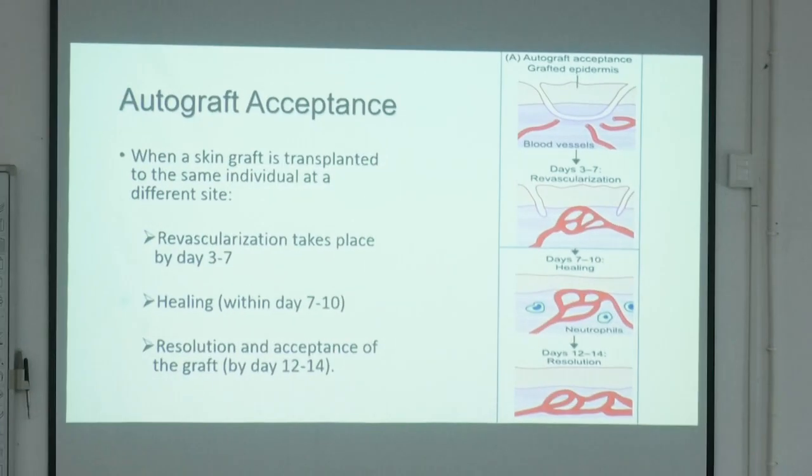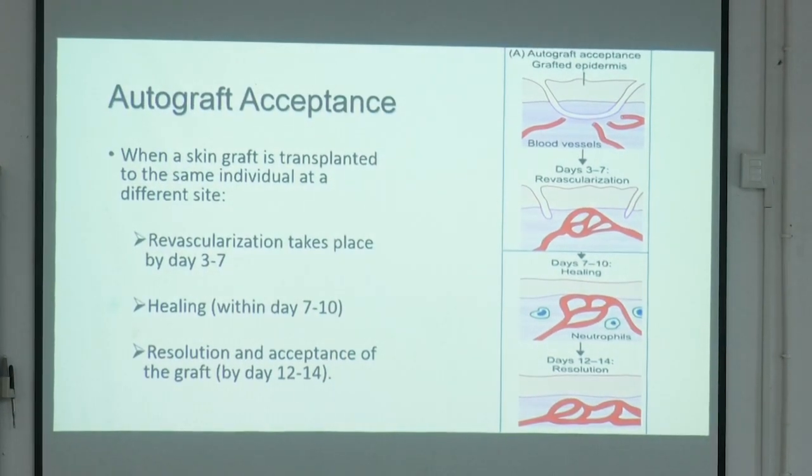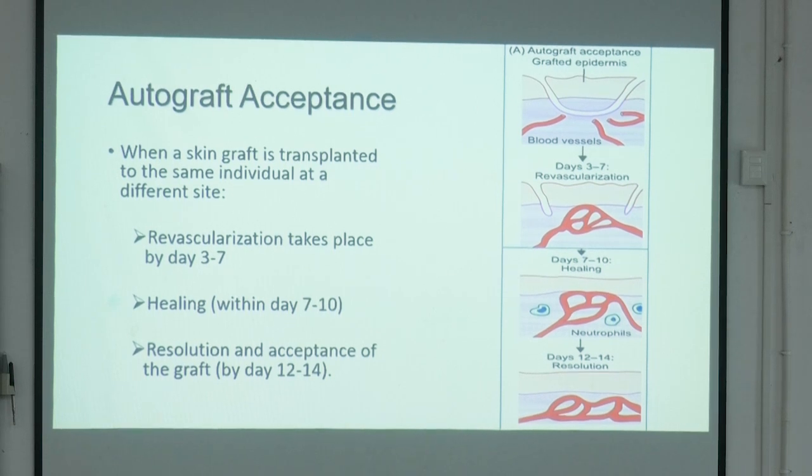Now let us take a very simple example of how a graft is taken. You will also study this in pathology. I am just giving a brief idea. It is an autograft acceptance where a skin graft taken from the same individual is transplanted to a different part of the same individual's body. You will see within 3 to 7 days there will be revascularization and complete resolution will be seen in 2 weeks time. This is what normally happens with autograft, means there is no antigenic difference.